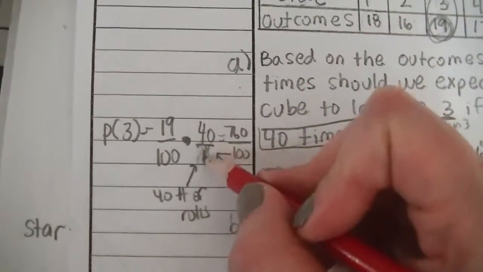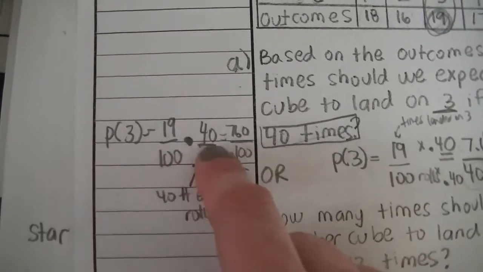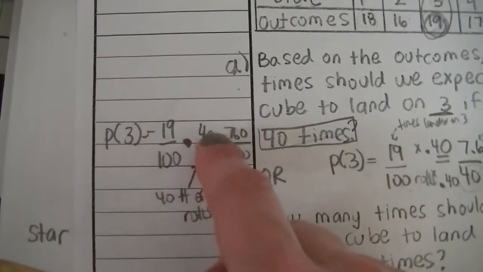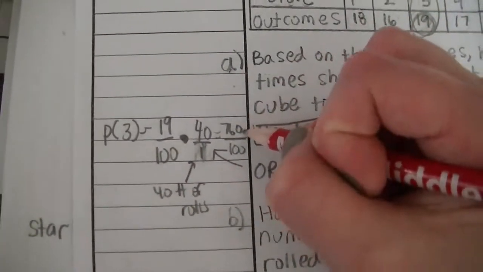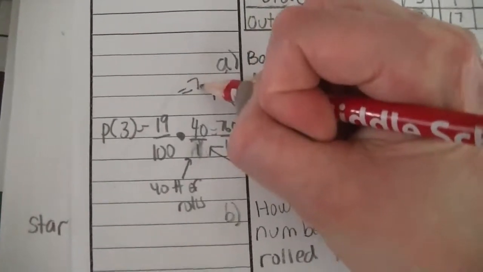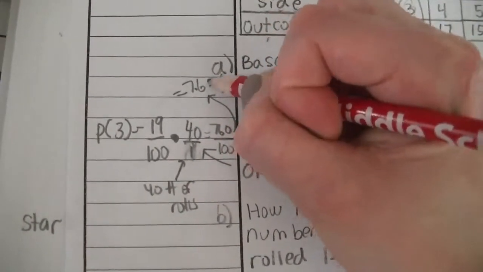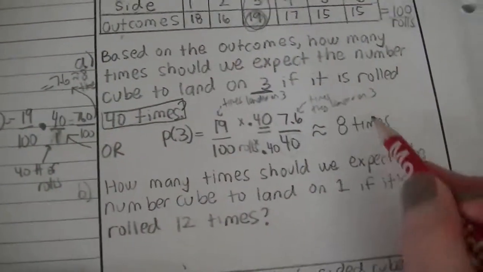I put the number of rolls in fractional form, 40 rolls, but then to make it easier, we made it into its fractional form. We want 19 times 40 to get 760. 100 times 1 would be 100, and 760 divided by 100 is 7.6, which is approximately 8 times, which is what we got here, okay?